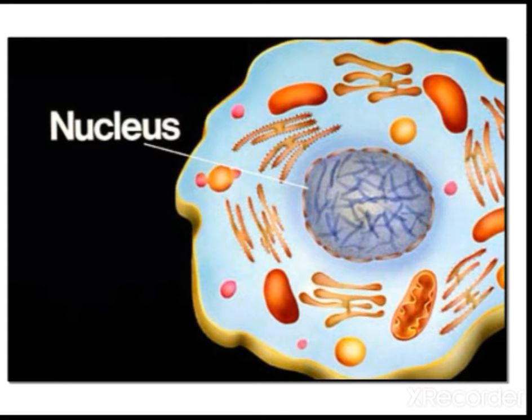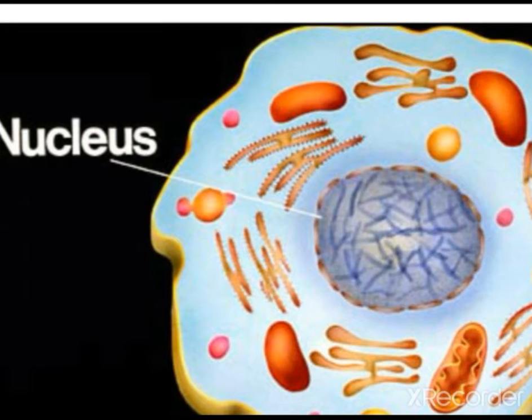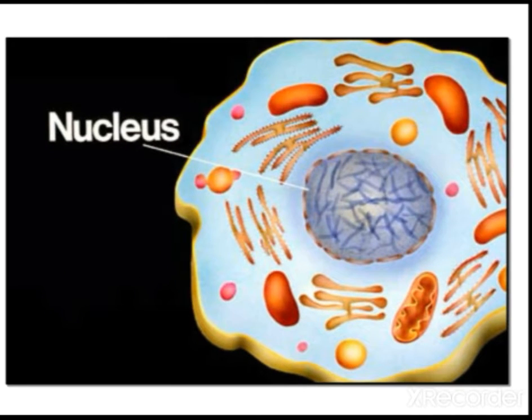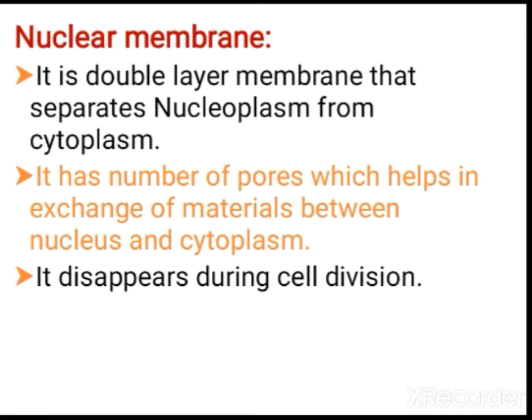So this is the nucleus, children. It is surrounded by the nuclear membrane and you can see the chromosome inside. The cytoplasm seen inside the nucleus, you call that nucleoplasm. The nuclear membrane is a double membranous structure. It separates the nucleoplasm from the cytoplasm. It has many pores. Those pores you call nucleopores, and these pores are helpful in the exchange of materials between the nucleus and cytoplasm. Actually, the nuclear membrane disappears during cell division.